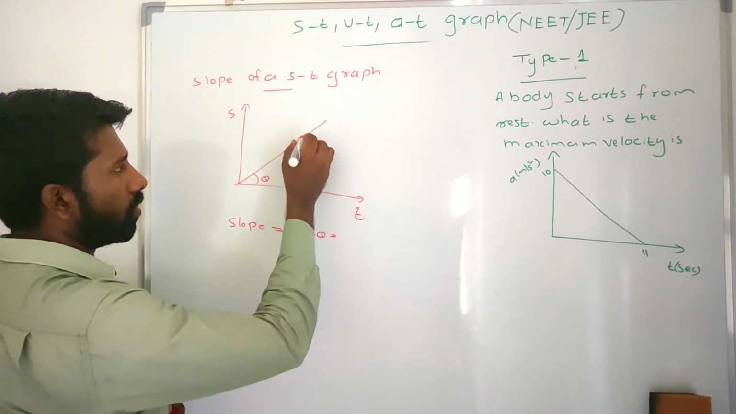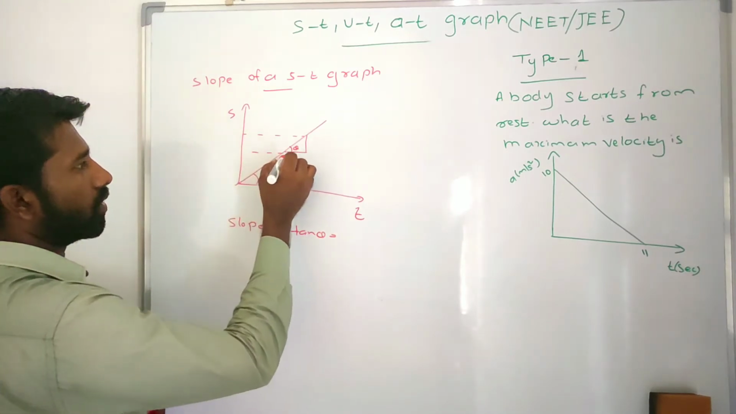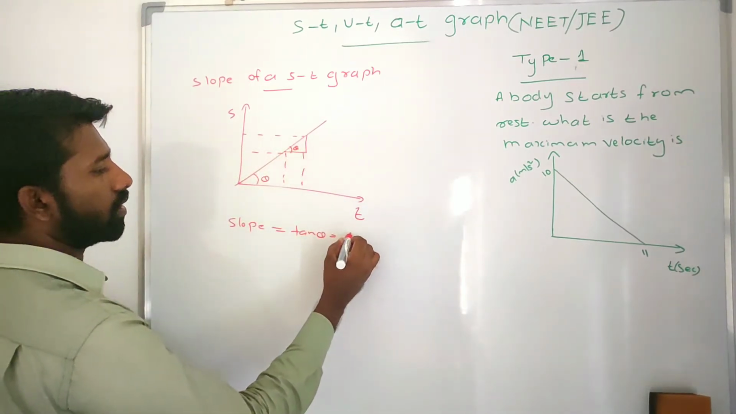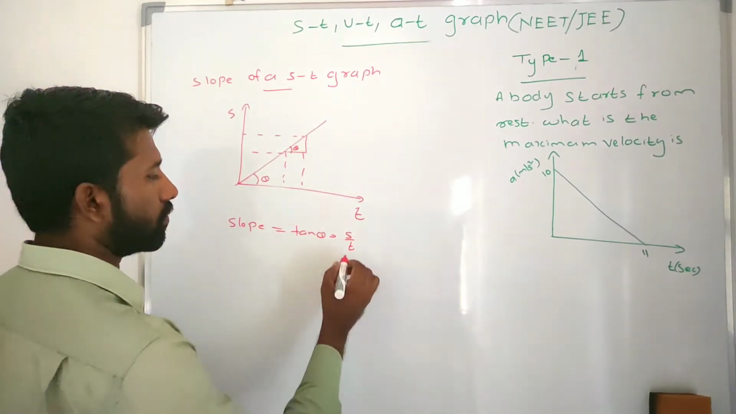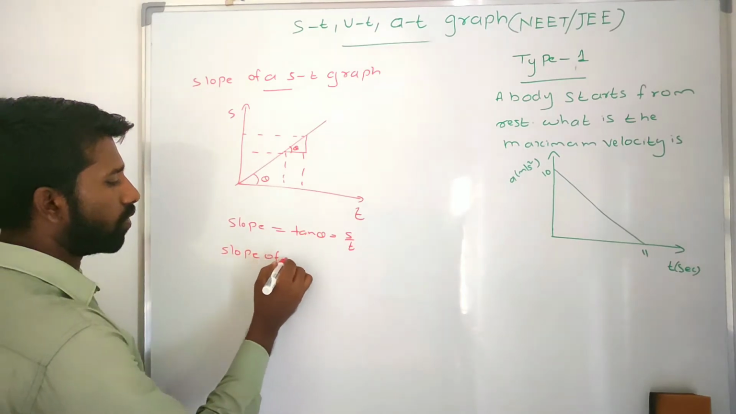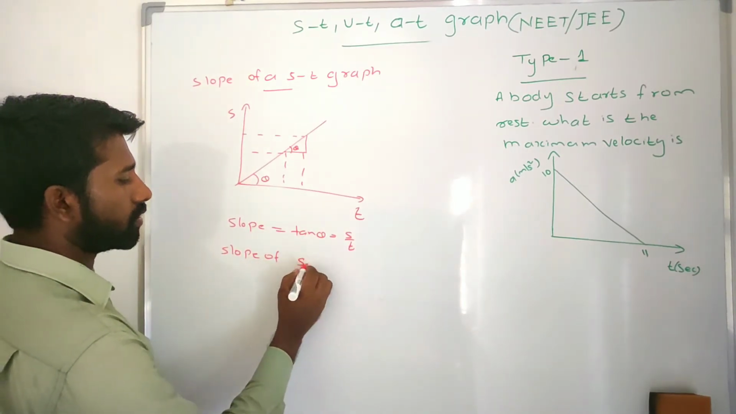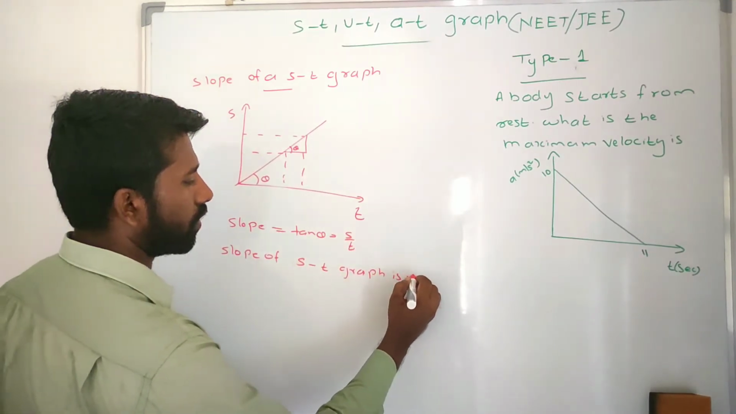What is tan theta? Opposite side divided by adjacent side. What is the opposite side? We get it as S. And what is the adjacent side? That is time. So displacement divided by time is equal to velocity. So we can say that the slope of the displacement-time graph is velocity.